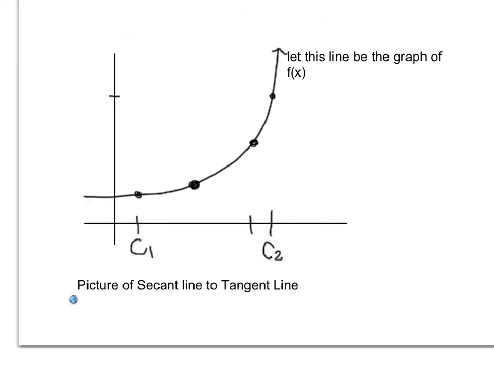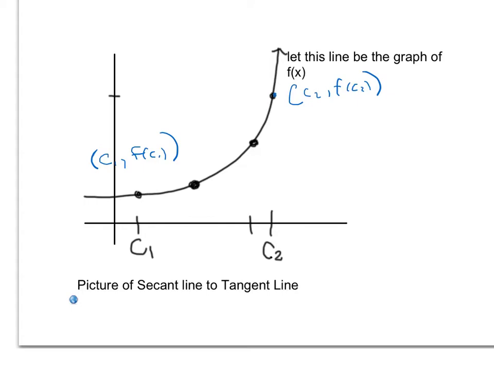So I'm going to do exactly what I just did, but instead of using numbers, I'm going to use C. I'm going to say that this point right here is C1, f of C1. Remember, f of C1 just means that I plugged C1 into my function. I'm going to say this point right here is C2, f of C2. Again, f of C2 just means the y value that corresponds to an x value of C2.